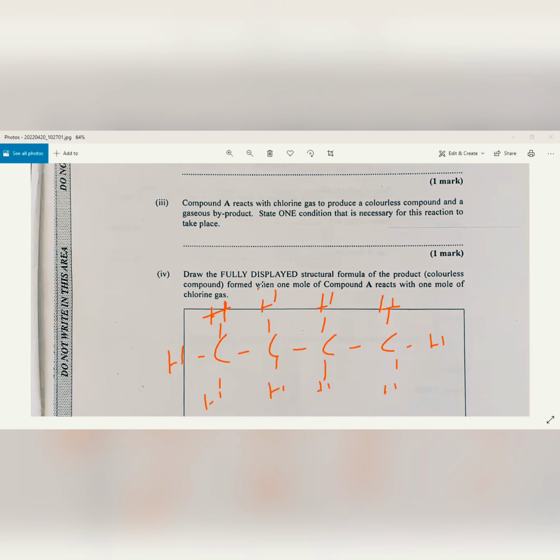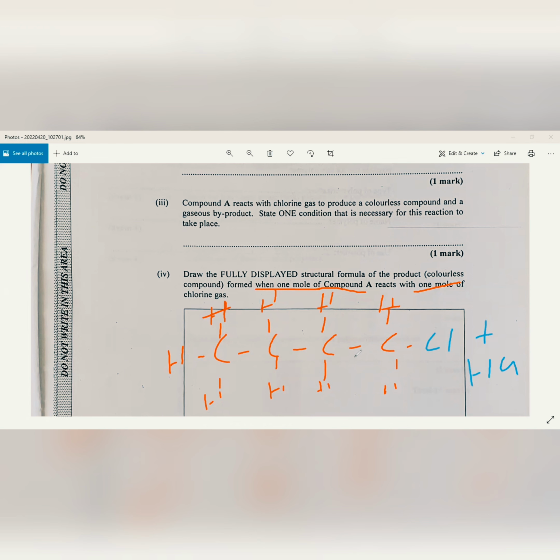Notice it said that 1 mole of compound A reacts with 1 mole of chlorine. When that occurs, you're going to get your hydrogen chloride and your haloalkane. So all we're going to do here is replace one of these hydrogens, and we are going to use chlorine there. So we're going to put chlorine in its stead, right? Plus hydrogen chloride. So this is actually the structural formula that they want, this one.